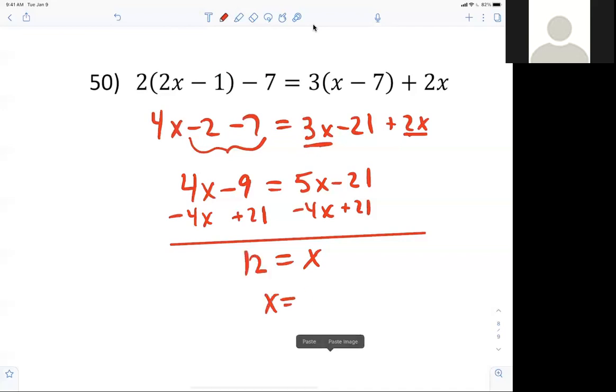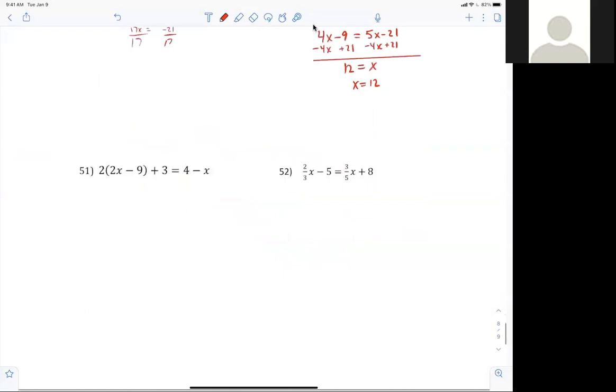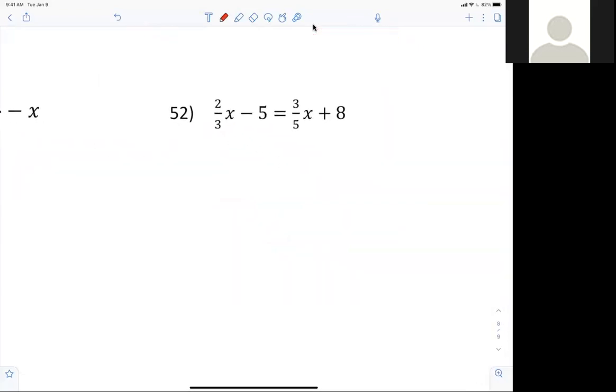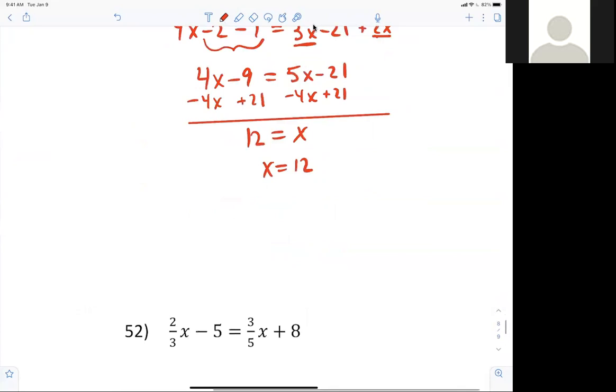Mr. Straw, I got the same answer, x equals 12, a completely different way. That's okay. Totally fine. You don't have to move things to the left or to the right. As long as you're separating variables and numbers, you're going to get the right answer. All right, we're in good shape. Okay, we got 52. x equals 12.